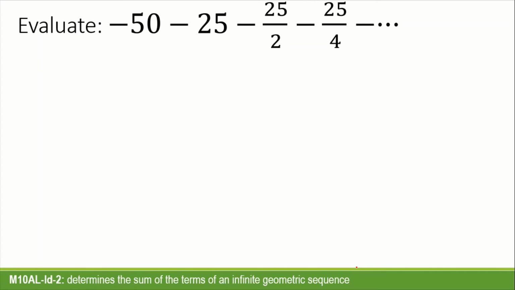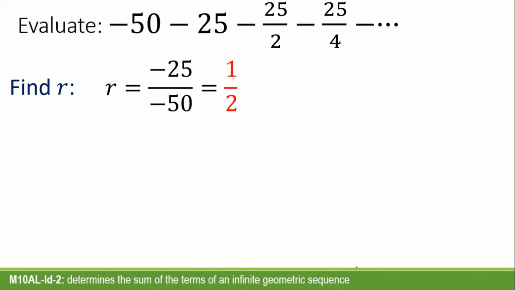What we need to do first is identify the value of the common ratio. So, let us use the second term and the first term. Second term divided by the first term. So, we have negative 25 divided by negative 50, and the answer is 1/2. So, since our common ratio is 1/2 and it is a proper fraction, numerator less than the denominator, it satisfies our condition that the common ratio should be greater than negative 1 but less than 1.